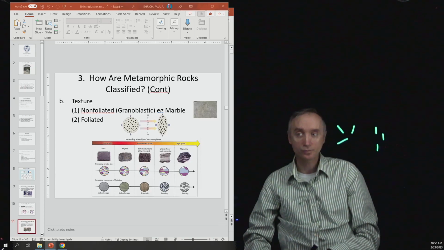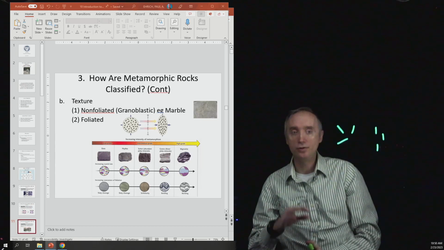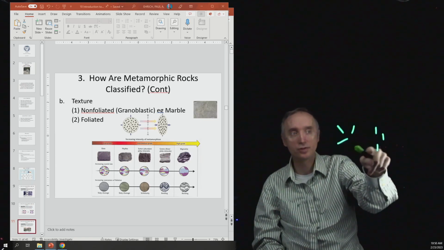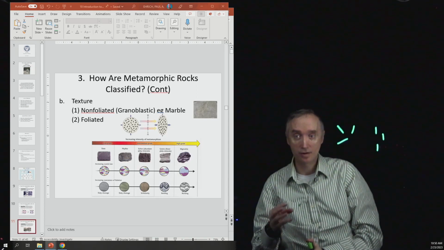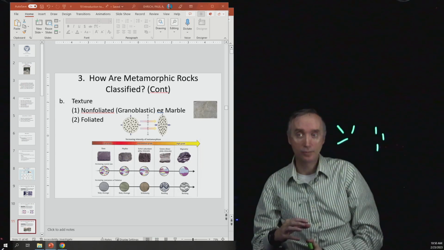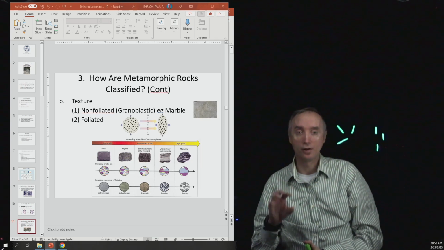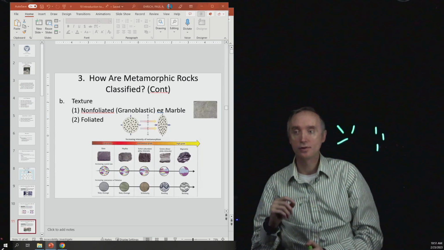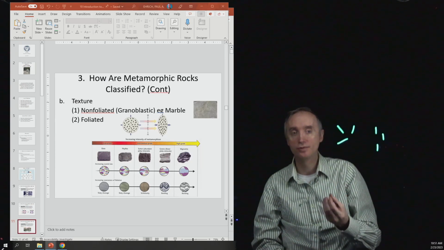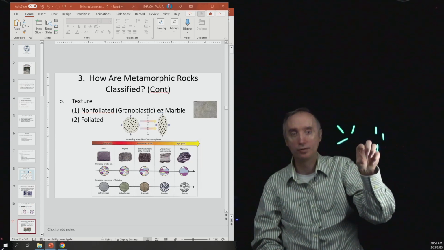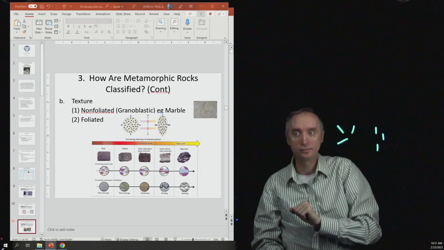Sometimes these minerals are so small that you cannot see the individual minerals that are lined up. So for example, under very low conditions of metamorphism, this is going to be called a low-grade metamorphism, you have slate. And if you were to look at a sample of slate, you would not be able to see the individual minerals that are lined up like this.